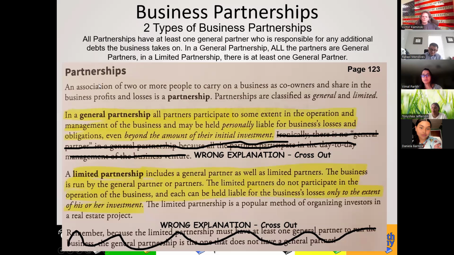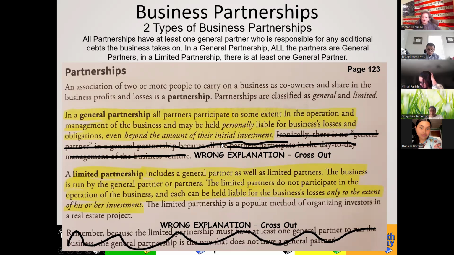So a business partnership is when you have two or more people that start a business together, right? But there are two forms of business partnerships. You have general partners and limited partners. A general partner is an owner of the business that works in the day-to-day business, the day-to-day details of the business. That's what a general partner is. So therefore, a general partner can be held liable for any additional debts that a business takes on if they go out and take more new loans and things like that.